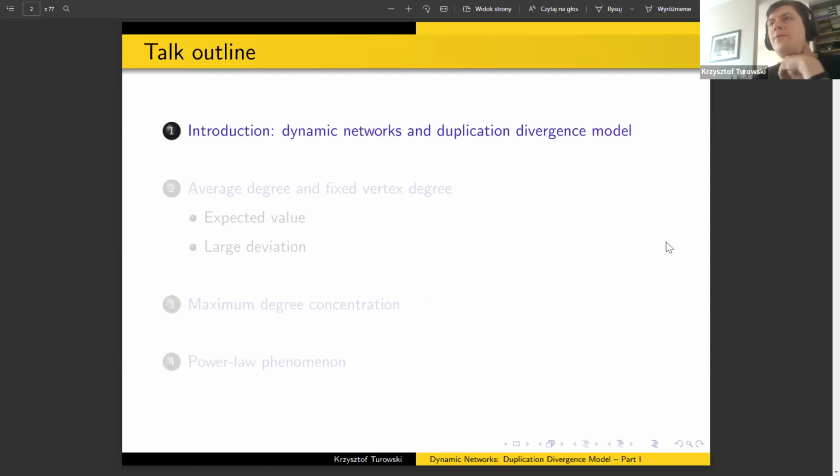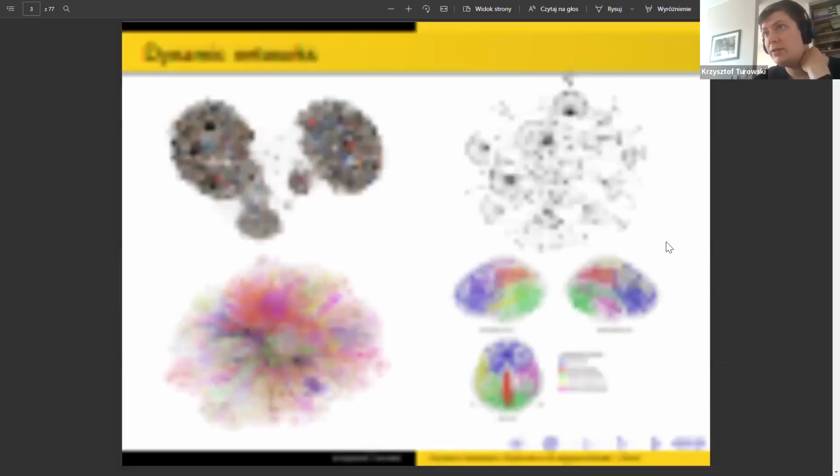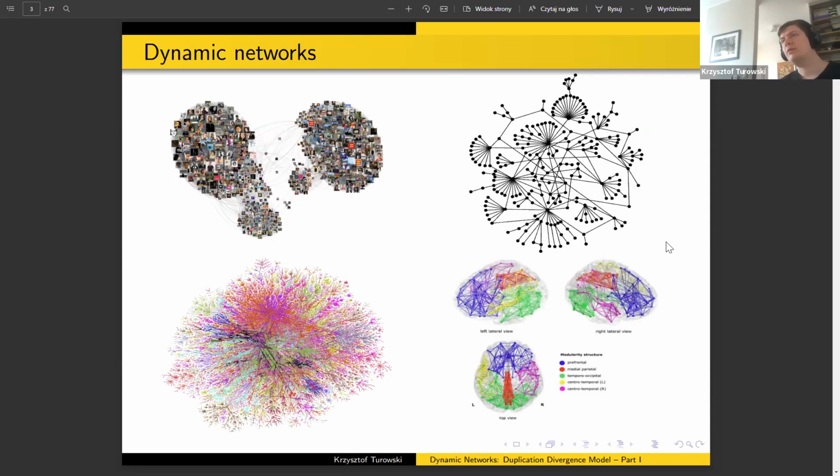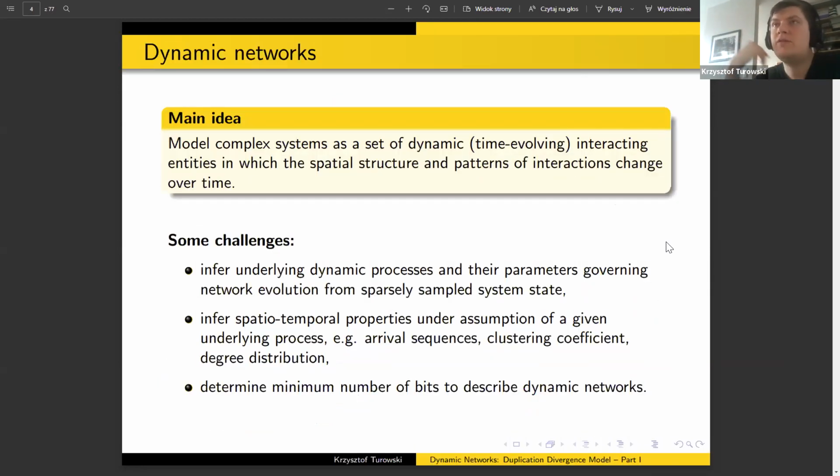Well, here we first get to know what dynamic networks are and what the duplication divergence model is. And as Wojtek mentioned, it is quite a popular model that can be used to express certain properties of such various networks as some social networks, biological networks. Here we have even some brain networks, I suppose. And they all exhibit certain properties that actually turned out to be captured quite nicely by this model. What are these properties, and what is the main idea behind the study of dynamic networks?